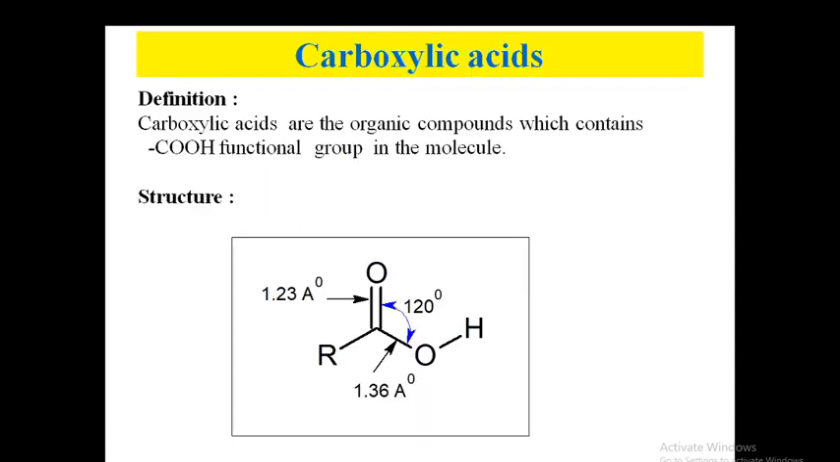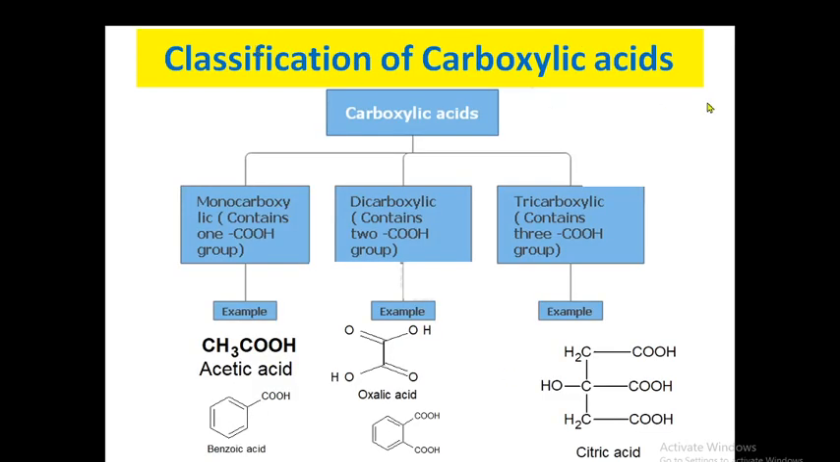Now let's go to what is meant by carboxylic acids. So carboxylic acids are the organic compounds which contain the COOH group, that is the carboxylic acid group, in a molecule. This is the structure. Let's see the classification of carboxylic acids.